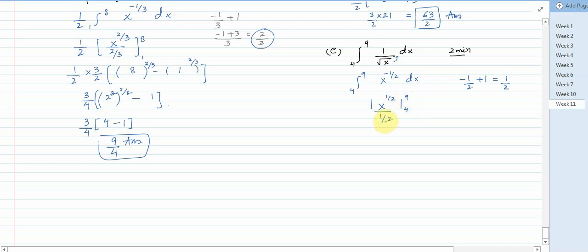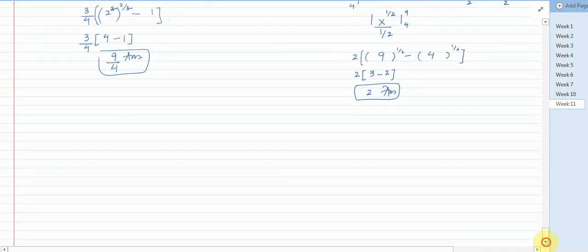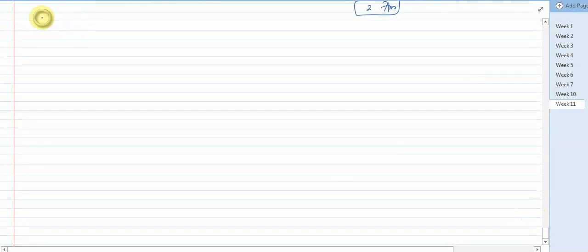Alright, this 1 upon 2 will be 2 in the numerator. And then the limits part: upper limit power is 1 upon 2 minus lower limit power is 1 upon 2. The upper limit is 9 and the lower limit is 4. So 2 under root of 9 is 3 minus under root of 4, which is 2. So 3 minus 2 is 1, and the final answer will be 2. Alright, so I hope that all of you have a clear idea how to apply limits in definite integrals. Moving towards the next question, it's question number 2.